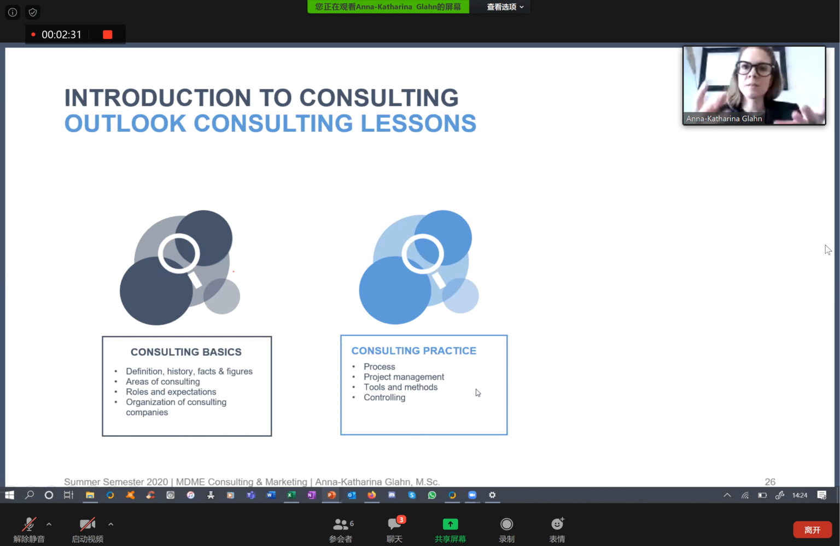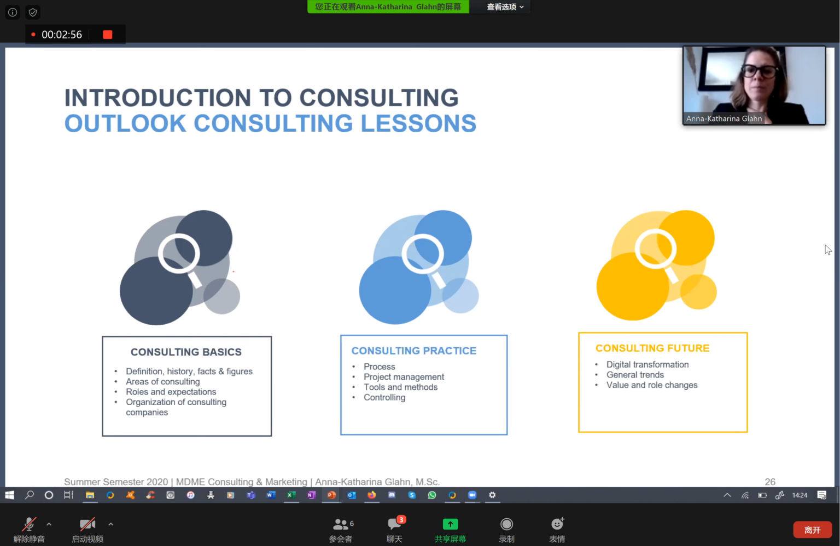How is the analysis in a consulting project working? How do we design new processes and requirements? And what kind of methods do consultants use? And then what about the controlling and the evaluation of consulting results and success? And probably the last lesson or last 2 lessons, we will also have kind of an outlook.